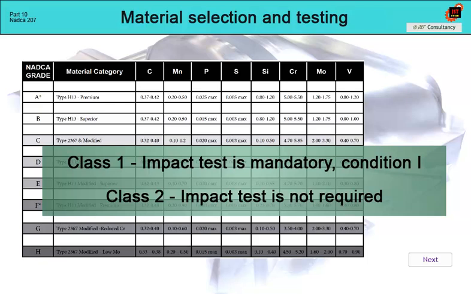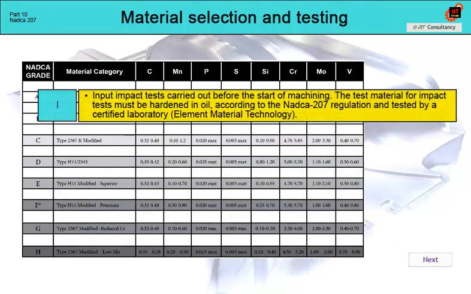Both groups have the same testing conditions, except for point I. Impact tests are mandatory for the Class 1 group, and these tests are not required for the Class 2 group. Therefore, if we want the material to be classified according to the Class 1 group, we must perform impact tests according to Condition I. In Condition I it is stated that the input material, Class 1, needs to be tested for impact strength to get an overview of steel capability.